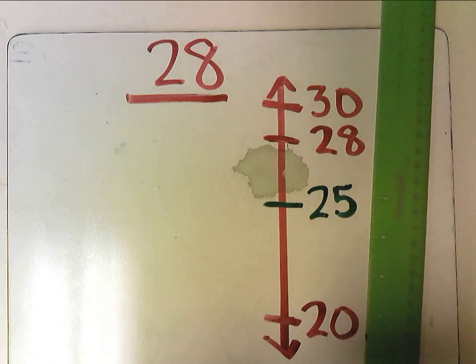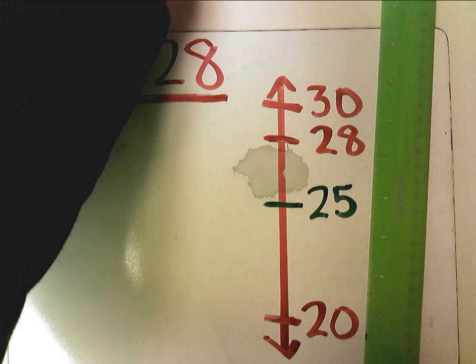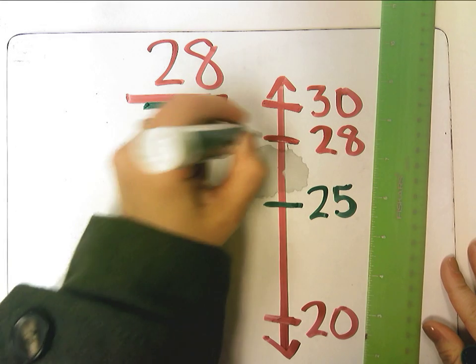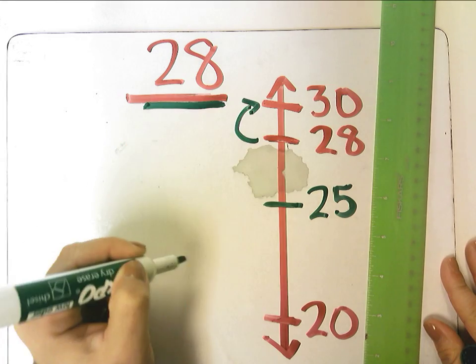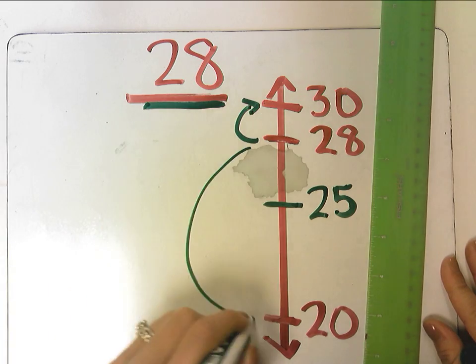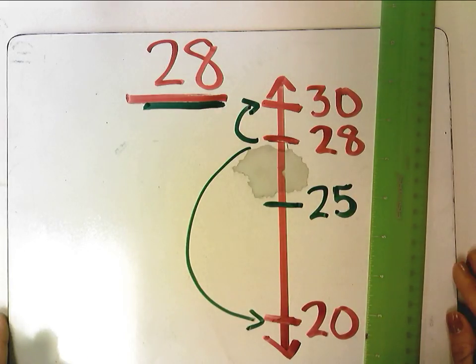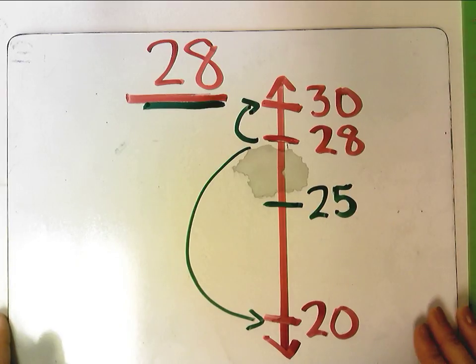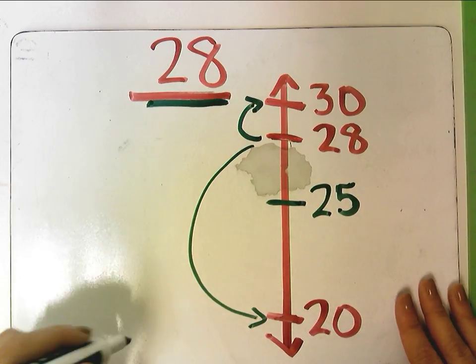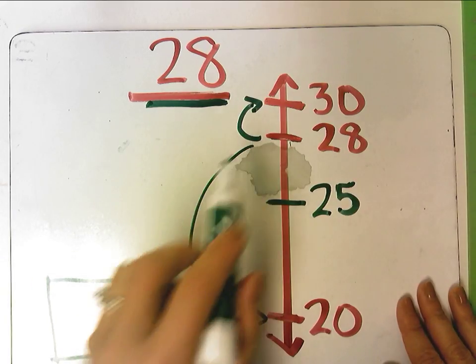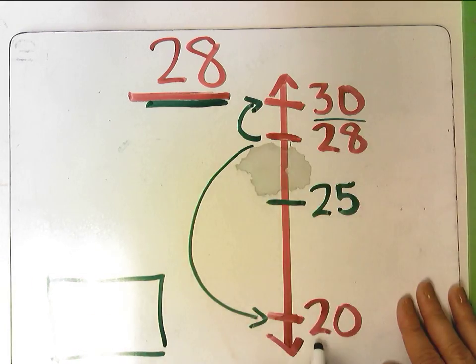Now we need to think how we're going to round the number 28. And remember, just like our learning target said, we're rounding to the nearest 10 today. So let's look at 28. Is 28 closer to 30? Or is 28 closer to 20 on our number line? What do you think? Let's think about that for a second. You're going to write down in a box right here what number we would round 28 to. Is it closer to 30 or is it closer to 20?